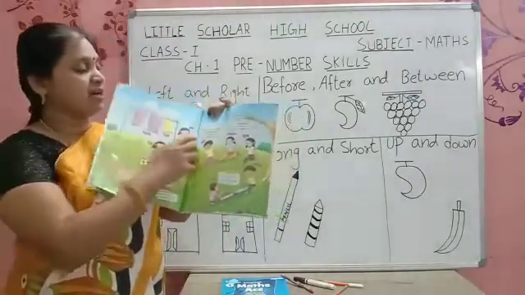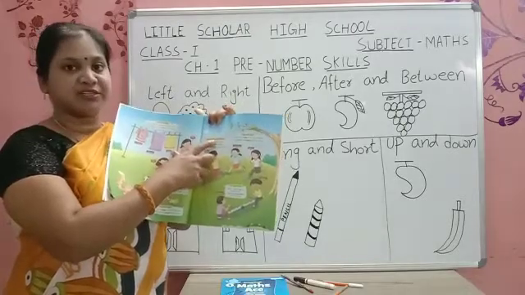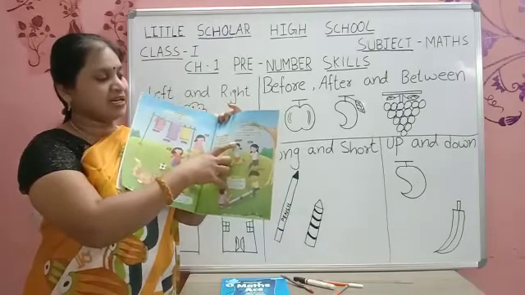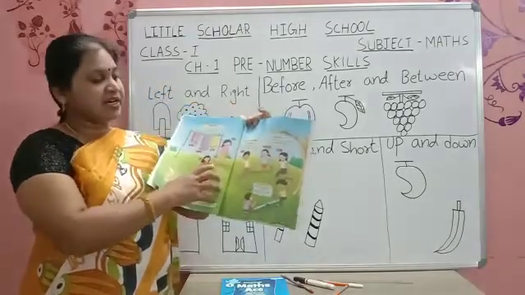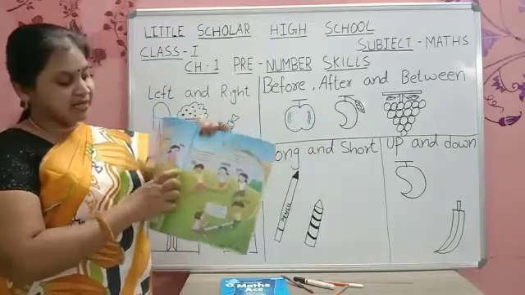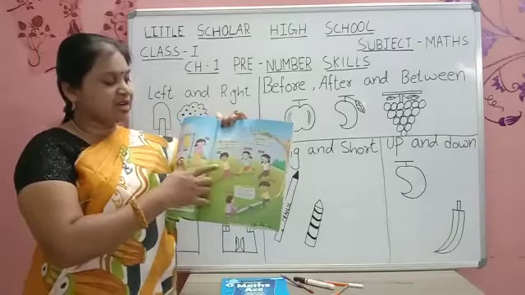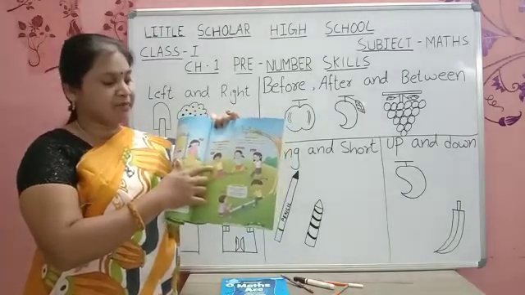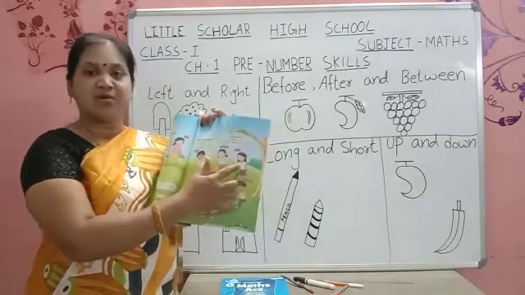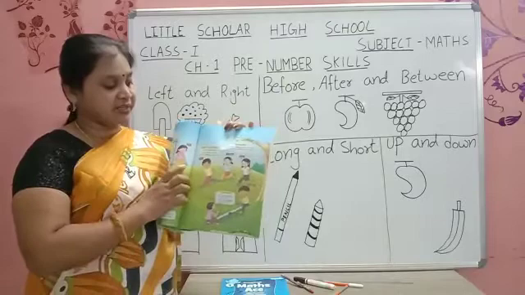Next we have here before, after and between. Ram, Harleen and Sana. Here, 3 children are running. They have a running race. Who is in front? In first place Ram. In second place we have Harleen. And in third place we have Sana.